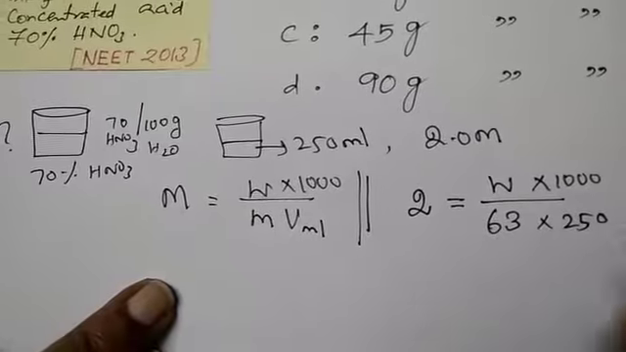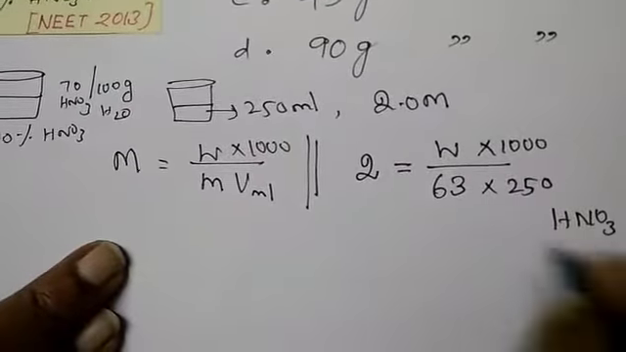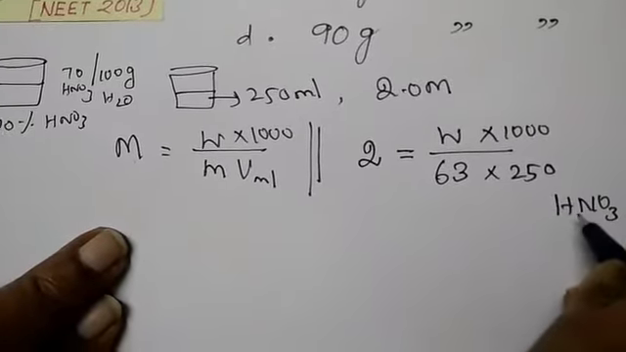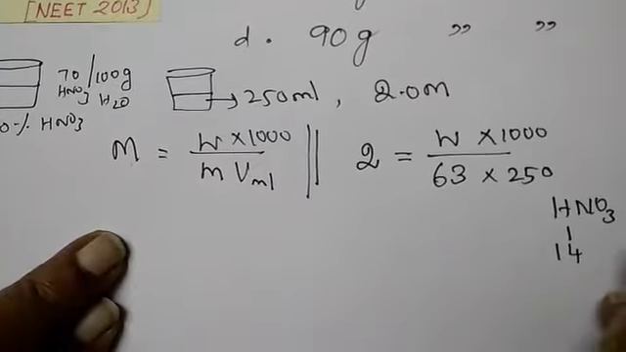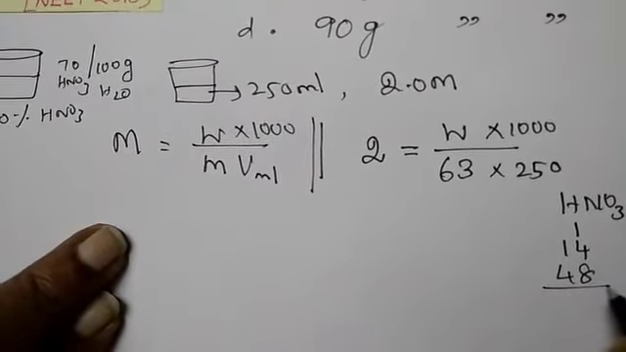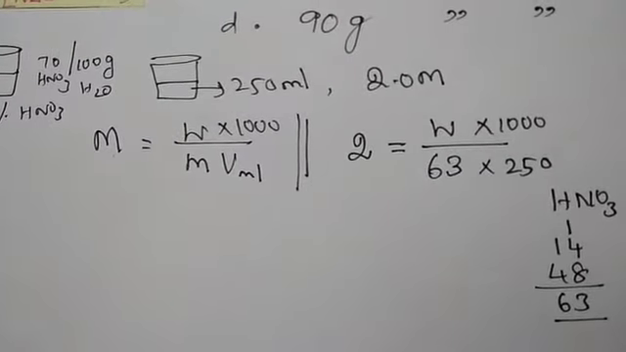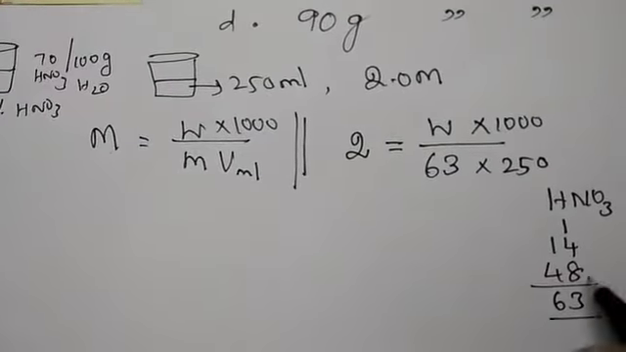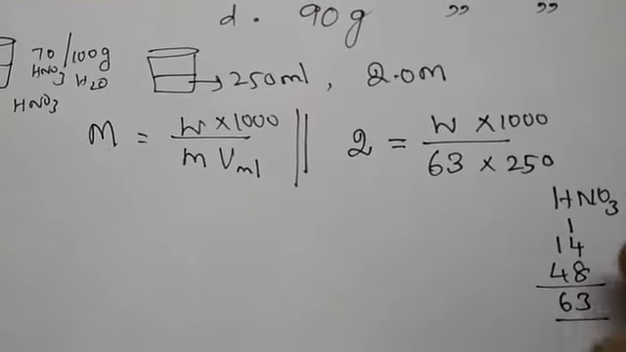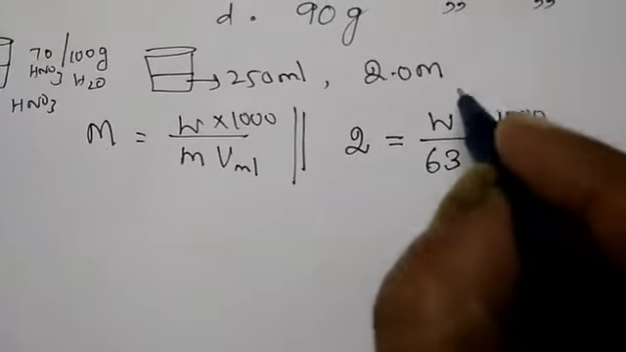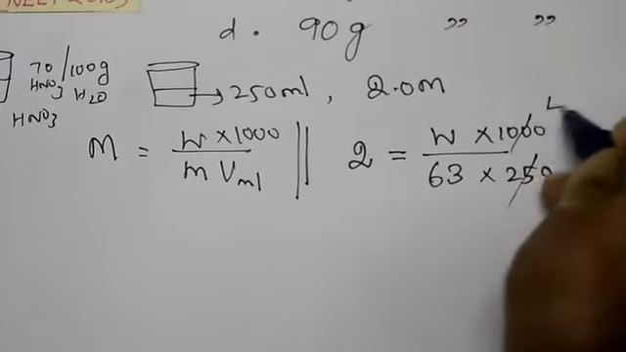To find the molar mass of nitric acid, you should know the value by heart. Even if you don't know, please take this: hydrogen 1, nitrogen 14, and oxygen atomic weight 16 into 3, 48. On addition, you get 63. For many important chemicals, you should know the molar mass, which is very helpful in the examination hall. So now, from this calculation, you have to find out W, that is the weight of nitric acid.